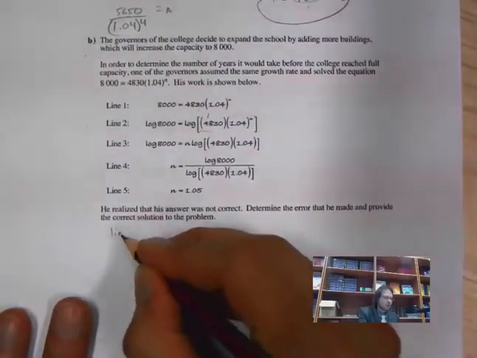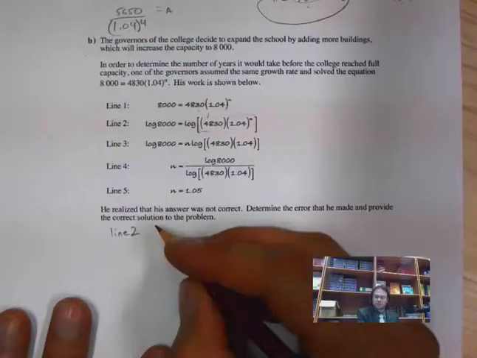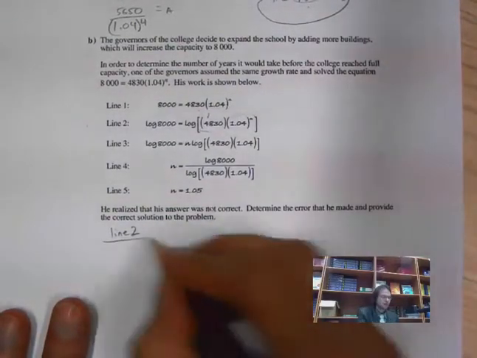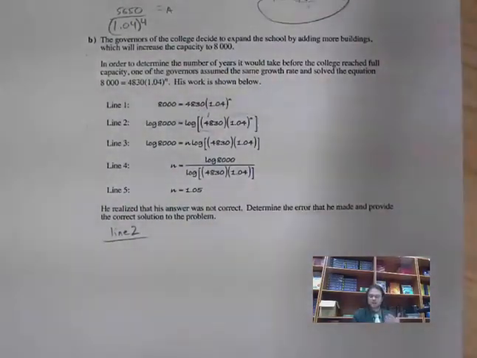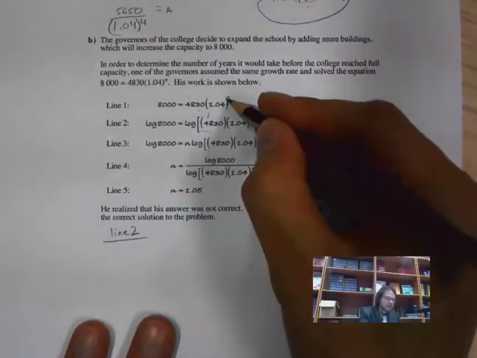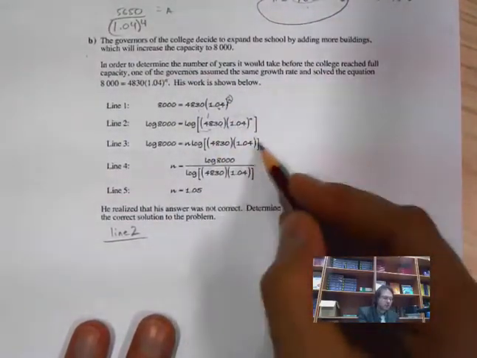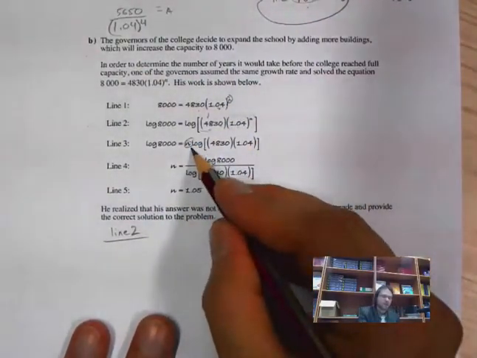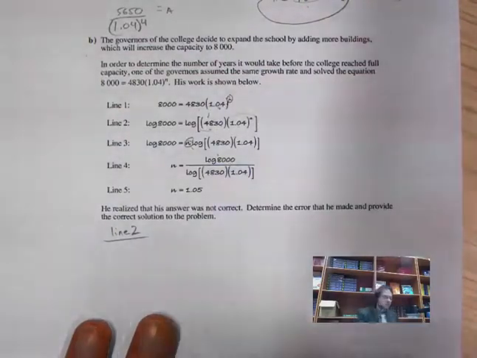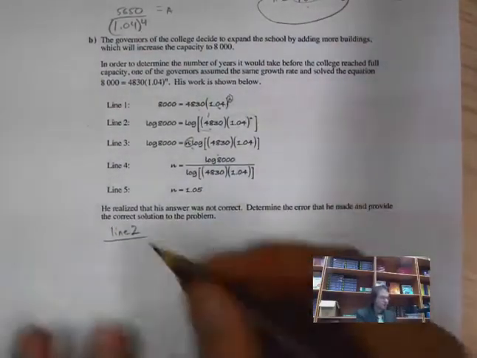So in line 2, he made his error. Line 2, he made the error. Because the n, the idea of that is this n is only applied to the 1.04. It's not applied to both of these. So then when he puts that n in front, there's my mistake. Okay, so in line 2, he made the error.